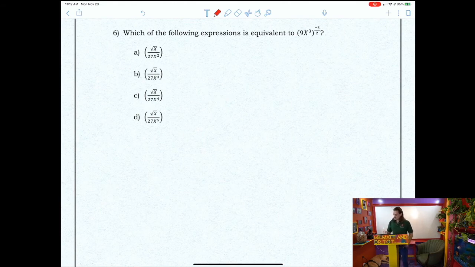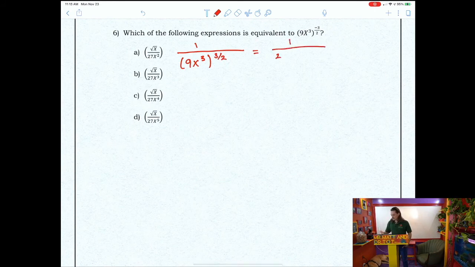So first, let's translate that negative exponent away. So we have 1 over 9x cubed raised to the positive 3/2 power. And then let's translate that fractional exponent into the square root of the quantity 9x cubed, quantity cubed. Cubing here, we're going to have 1 over the square root. I'm just applying this cube to both the 9 and to the x to the third.